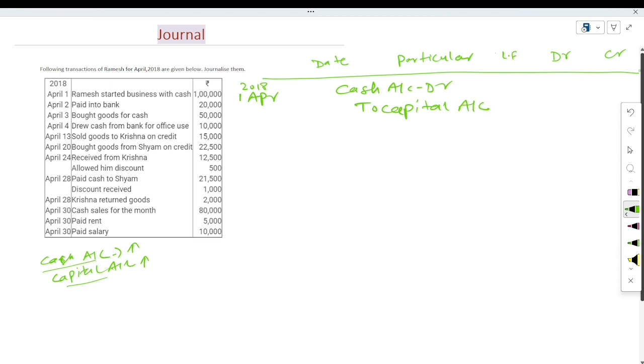We will write the amount here. How much amount is here? 1 lakh on the debit side and 1 lakh on the credit side. This is the amount. Here you have to write the narration also, because narration is important: being commenced business with cash.